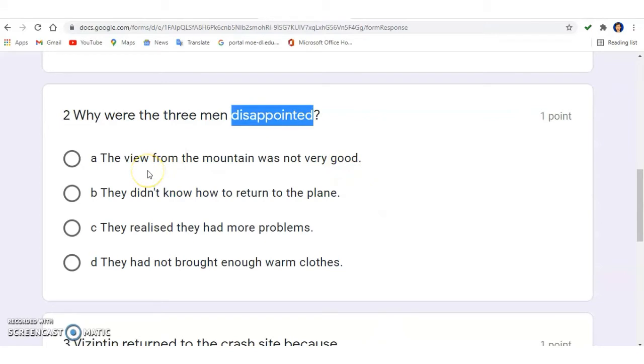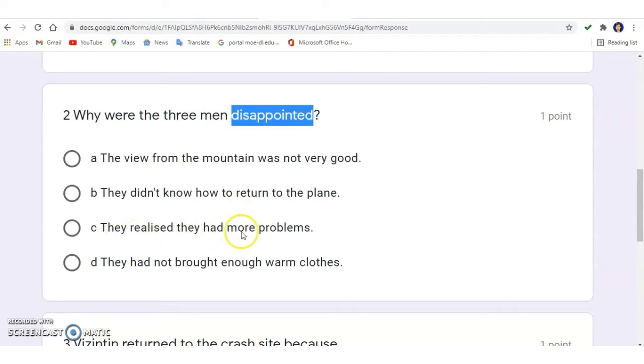Look at the question again. Okay, which one is the answer? The view from the mountain was not very good? Did they go to the other side of the mountain just to look at the view of the mountain? Okay, B, they didn't know how to return to the plane. Is that what is mentioned in the text?